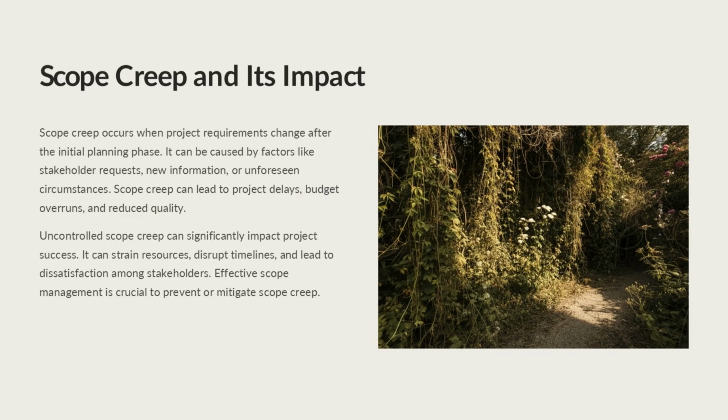Scope creep is a common challenge in project management, where the project requirements change after the initial planning phase. This can be caused by factors like stakeholder requests, new information, or unforeseen circumstances. Uncontrolled scope creep can significantly impact project success. It can strain resources, disrupt timelines, and lead to stakeholder dissatisfaction. Effective scope management is crucial to prevent or mitigate scope creep. The image on this slide illustrates the chaotic and uncontrolled nature of scope creep, with an overgrown garden representing the tangled mess that can result.